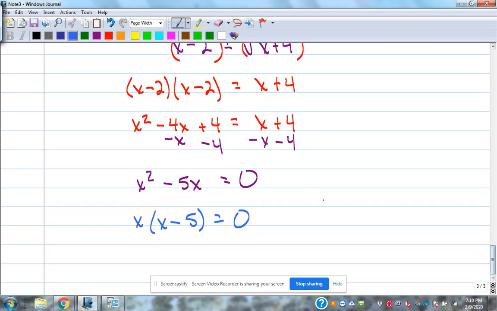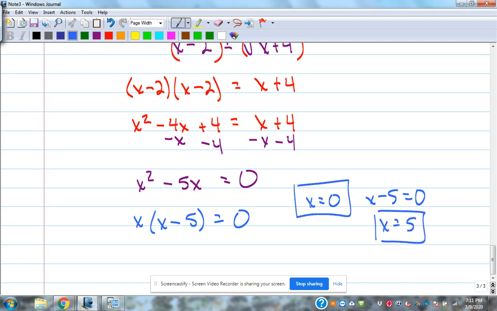So I'm going to set them up. X equals 0. X minus 5 is equal to 0. So I got two solutions. I got 0 and positive 5. If I go back to my original problem, I'm just rewriting the original problem there. I'm going to plug these in.